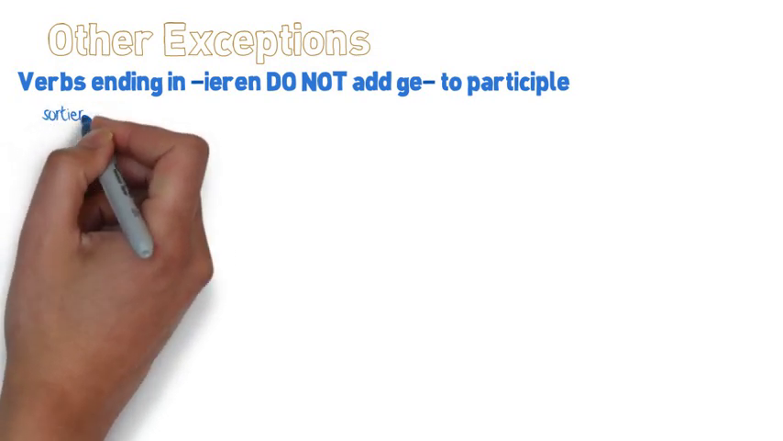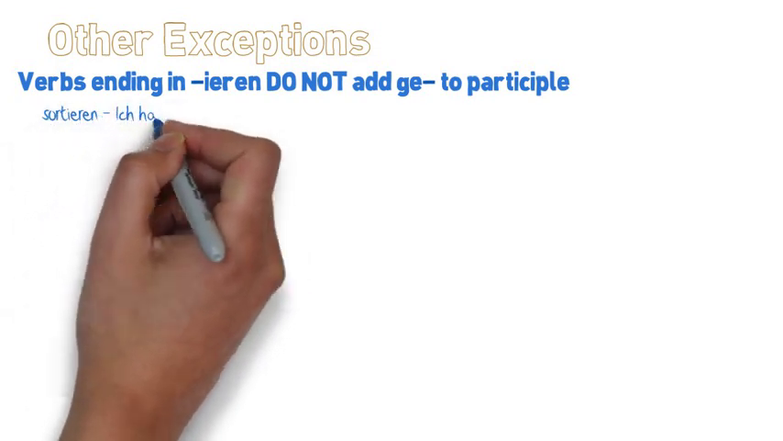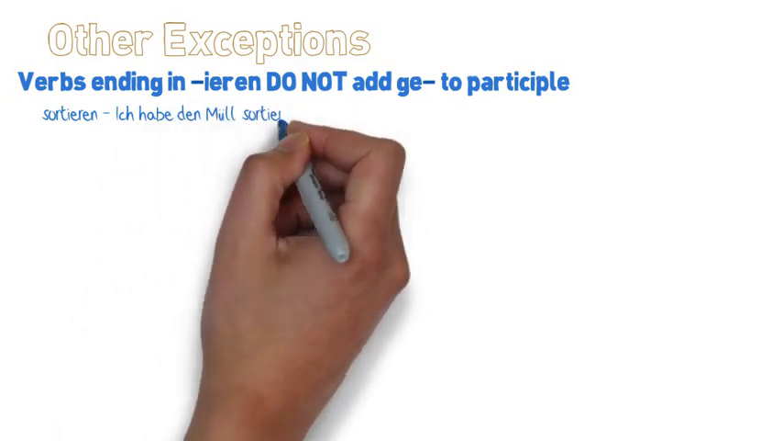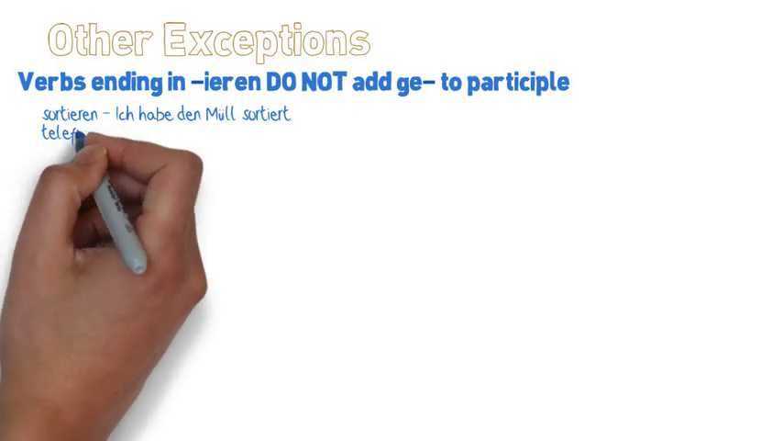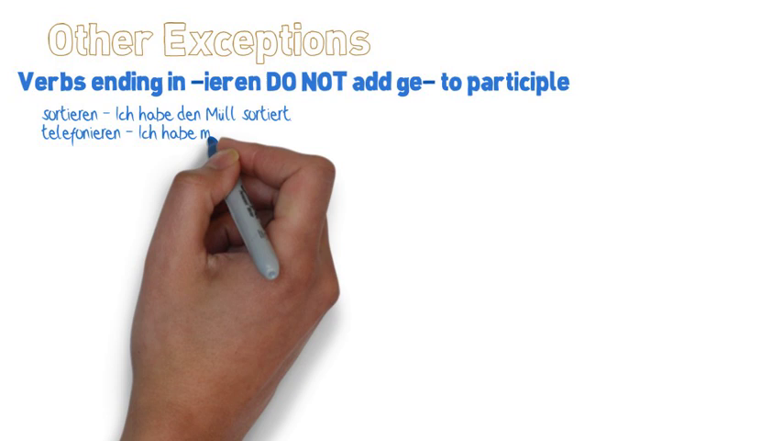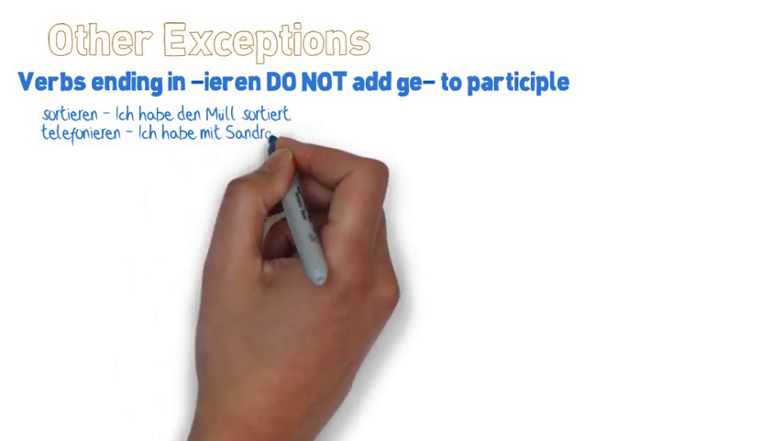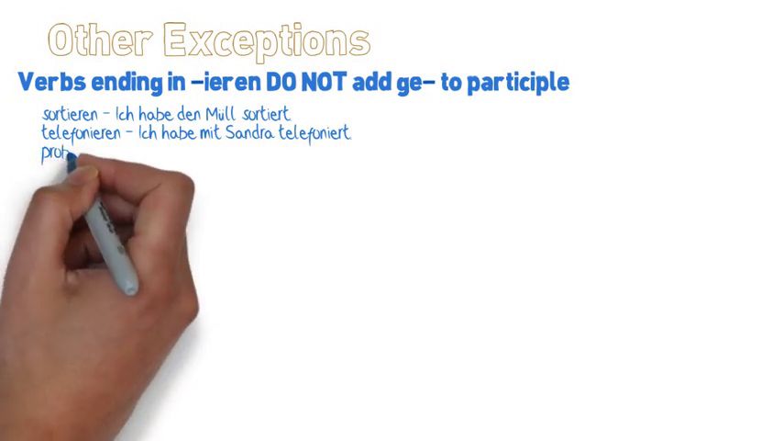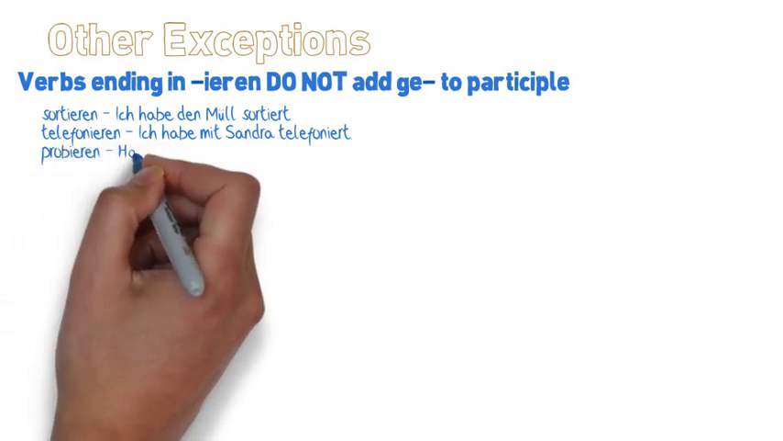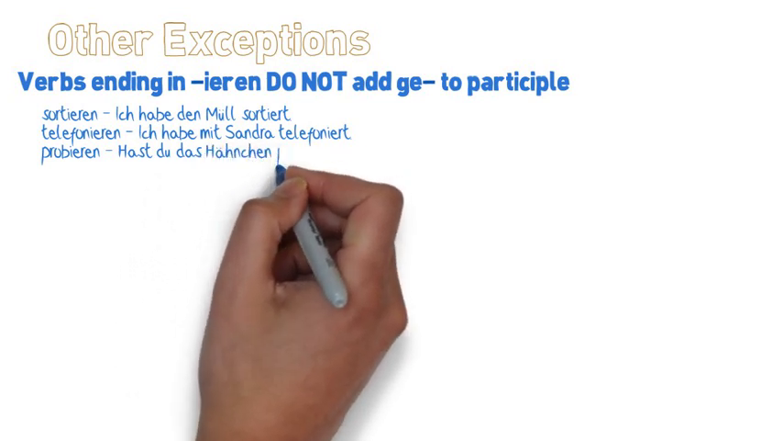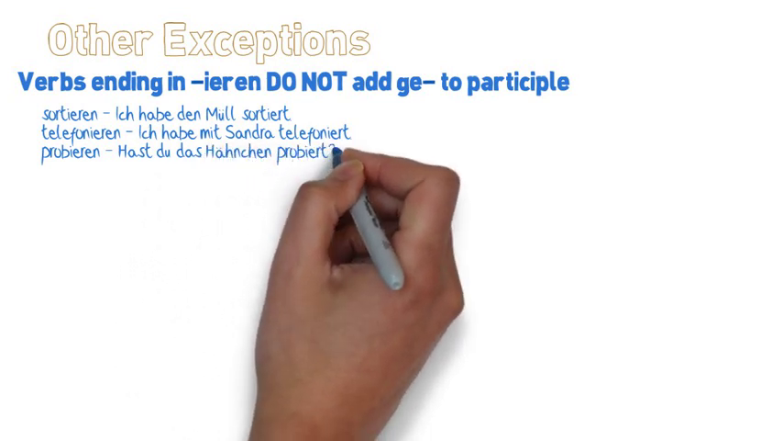For instance, sortieren just becomes sortiert, not gesortiert. So a past tense sentence involving sortieren might sound like this: Ich habe den Müll sortiert. Same with telefonieren, which also ends in ieren. Ich habe mit Sandra telefoniert. Or with probieren, which means to try. Hast du das Hähnchen probiert?